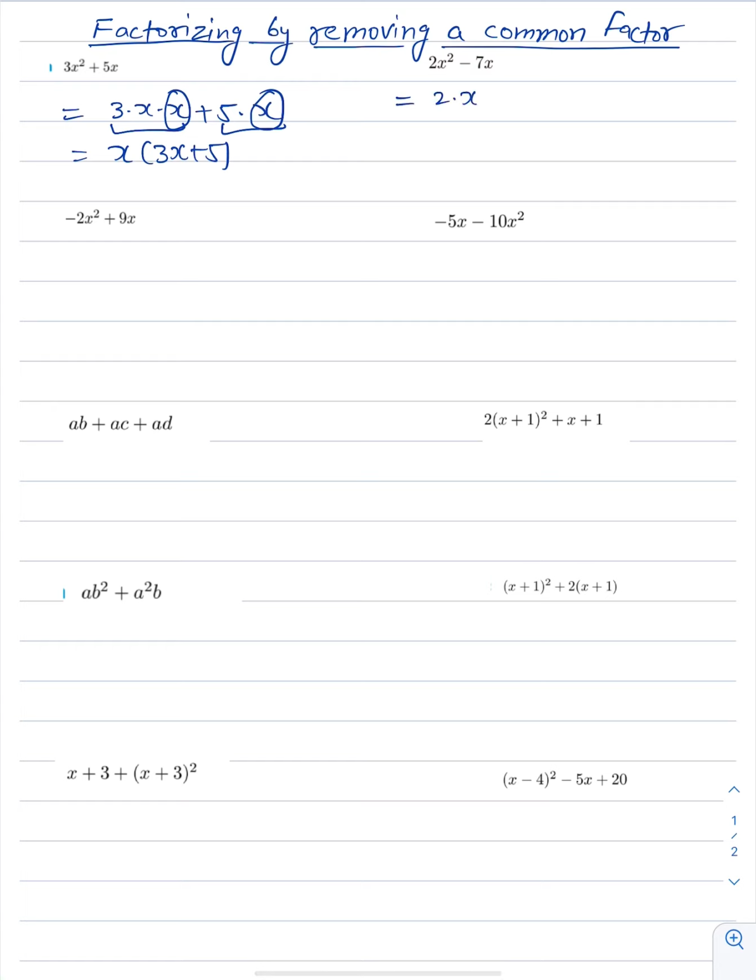Here, 2 into x multiplied by x, minus 7 times x. And then again, you can see x is common, and you have x(2x - 7).